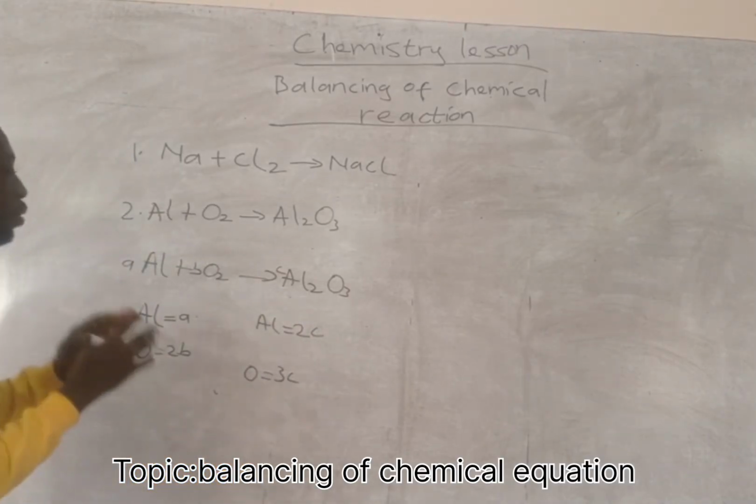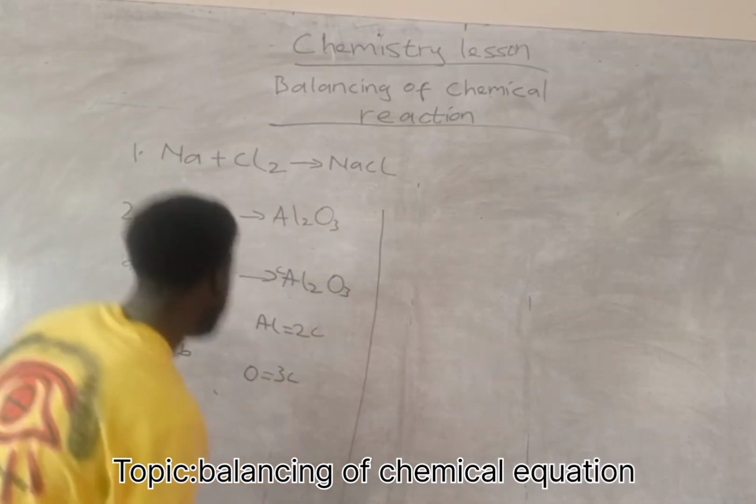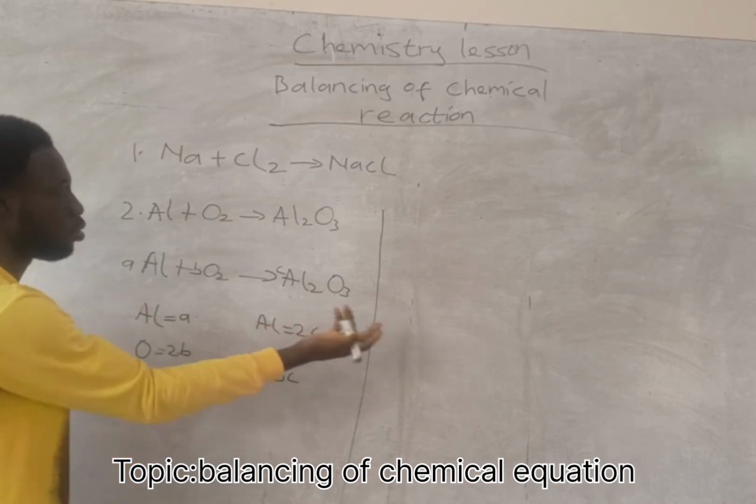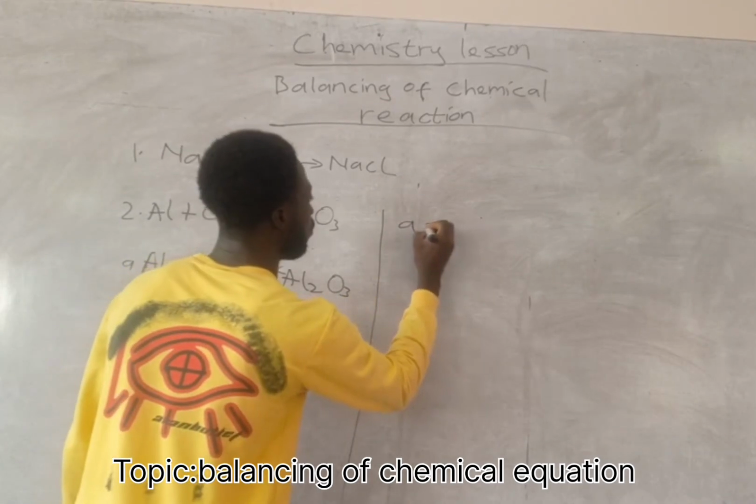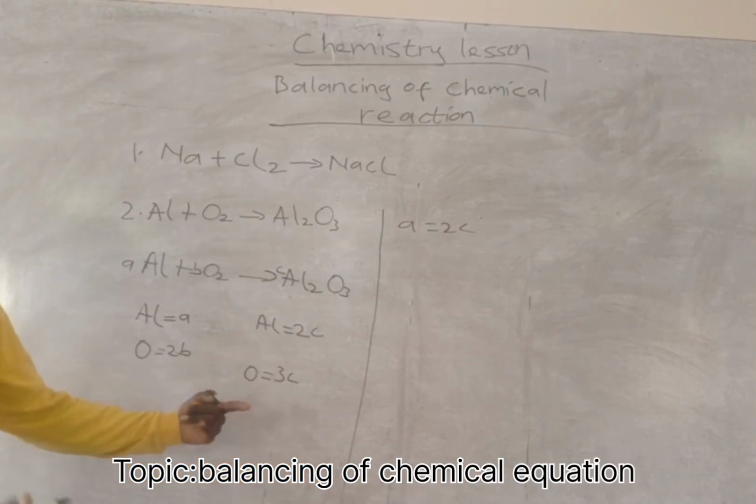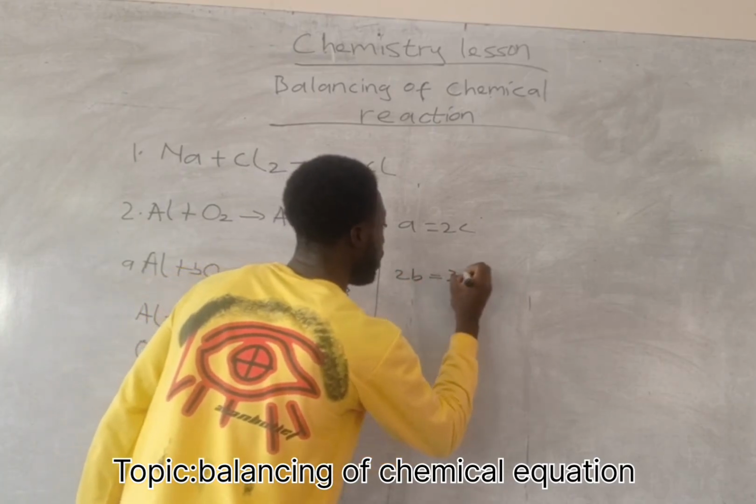All right. Then when you are done, you come and write your equation nicely. So we have aluminum. A is equal to what? 2C. First one, A is equal to 2C. Then oxygen, 2B is equal to 3C.